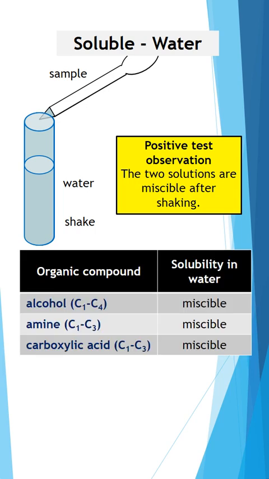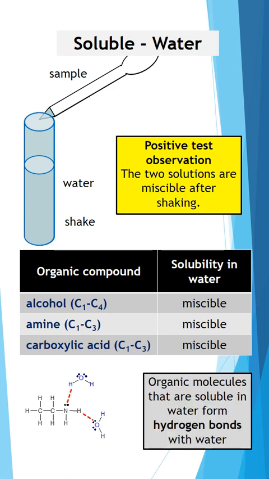If we have a soluble solution, it could be one of the following three: an alcohol with 1 to 4 carbons, an amine with 1 to 3 carbons, or a carboxylic acid. It can also be other compounds like aldehydes and ketones, but if we're just doing simple identification of a limited range of organic compounds, we usually don't need to remember about those. Now the reason this is soluble is because organic molecules form hydrogen bonds with the water that they're placed in. These ones are miscible, the ones that are soluble.